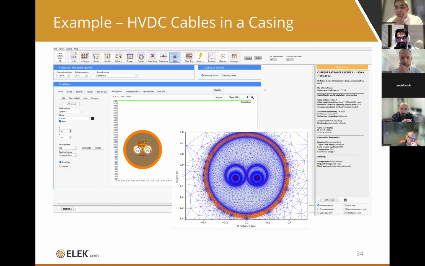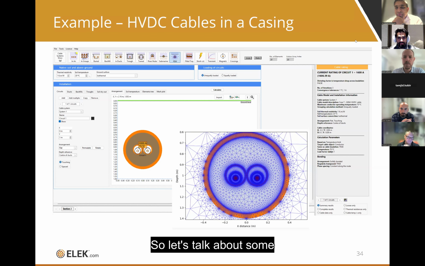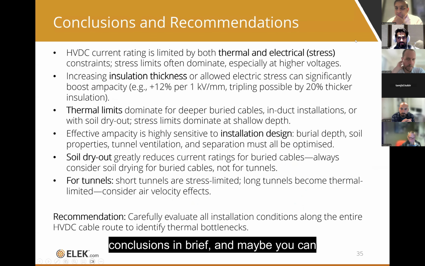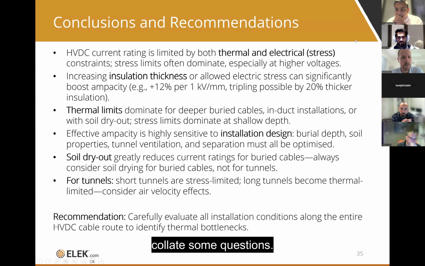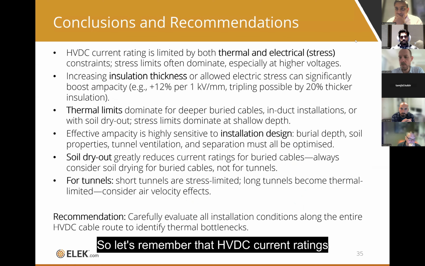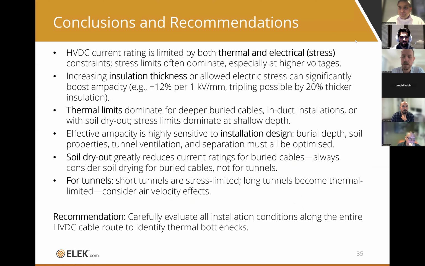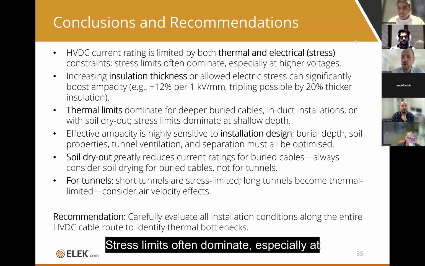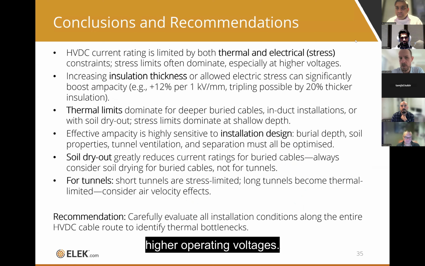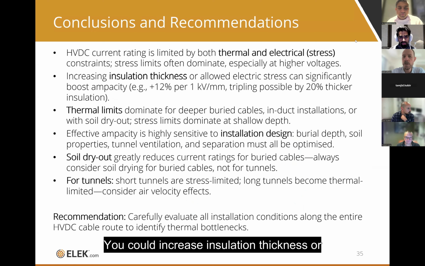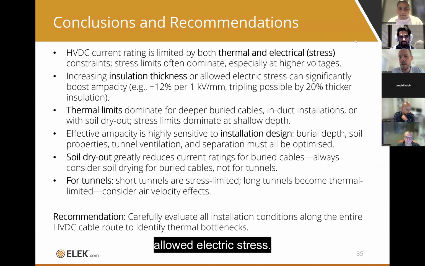Yeah, there is. So let's talk about some conclusions in brief, and maybe you can collate some questions. So let's remember that HVDC current ratings are limited by thermal and electric stress constraints. Stress limits often dominate, especially at higher operating voltages. You could increase insulation thickness or allowed electric stress. This could significantly boost ampacity or current rating.